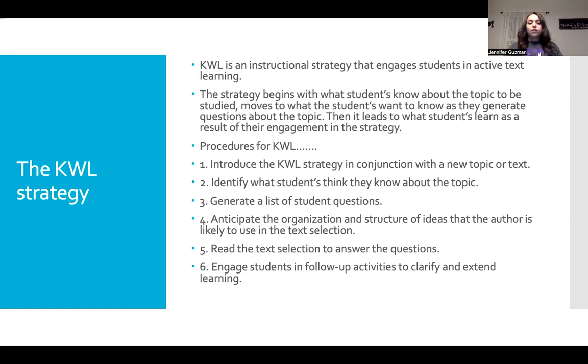Procedures for KWL. Number 1, introduce the KWL strategy in conjunction with a new topic or text. Number 2, identify what students think they know about the topic. Number 3, generate a list of student questions. Number 4, anticipate the organization and structure of ideas that the author is likely to use in the text selection. Number 5, read the text selection to answer the questions. And number 6, engage students in follow-up activities to clarify and extend learning.